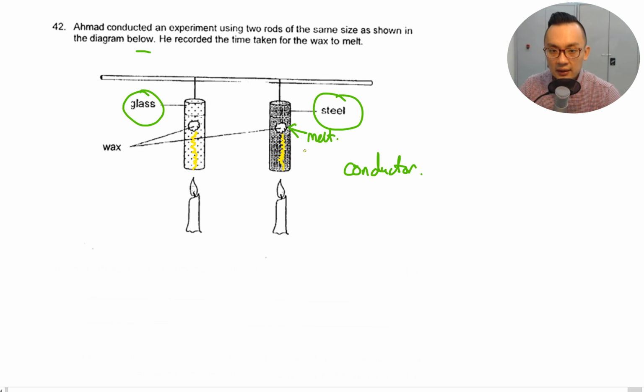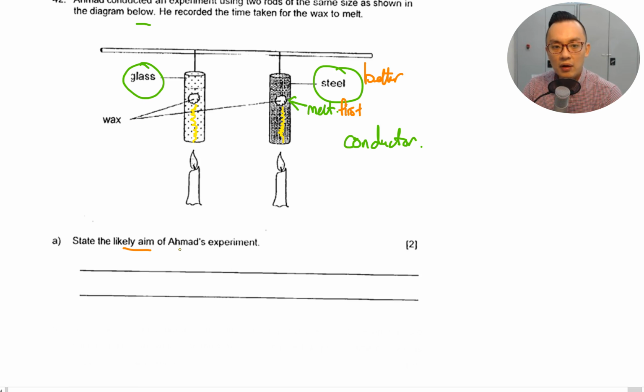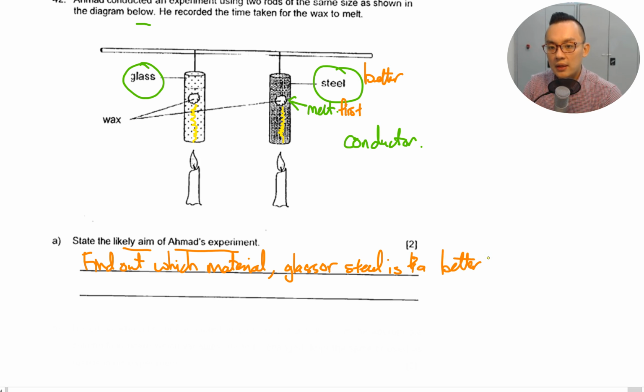So he wants to know which is a better conductor, and if you're looking at steel and glass, you should know by now that steel is a better conductor than glass, okay? And so therefore this should melt first. So state the likely aim of Ahmad's experiment. So the likely aim is to find out which material, glass or steel, is a better conductor of heat. Okay, so that is the likely aim, to find out which is a better conductor of heat.